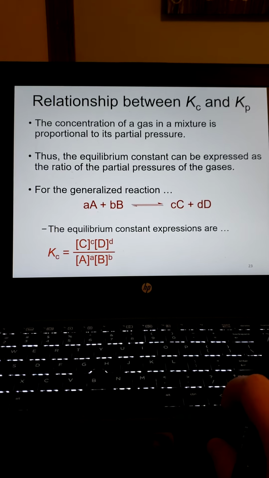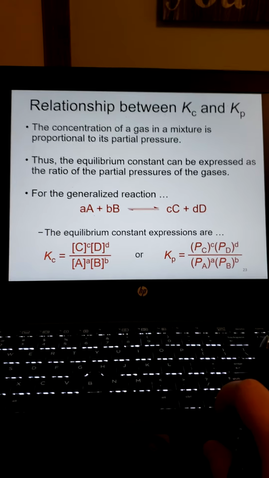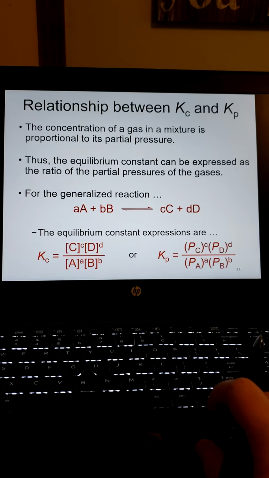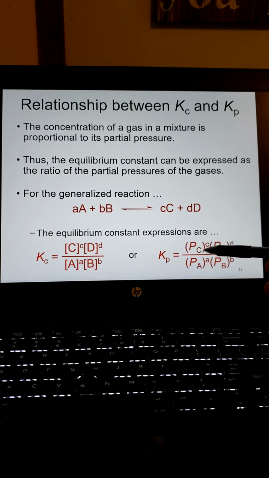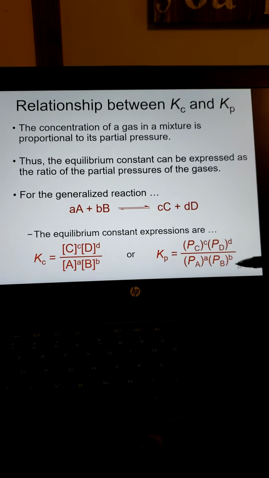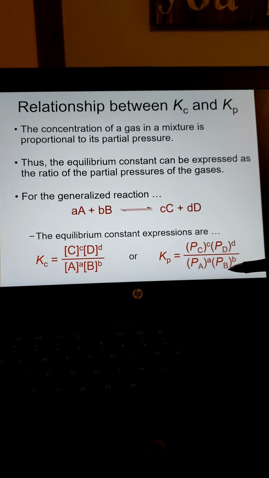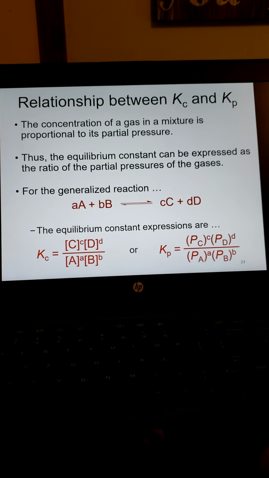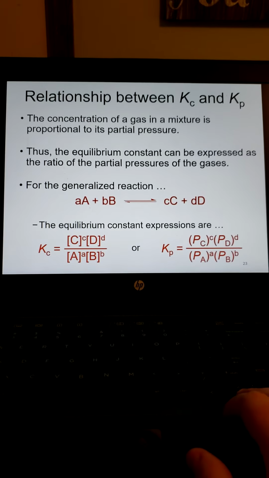And literally the only difference between KC and KP is the fact that KC is concentrations and KP is pressures. So we're not going to use brackets anymore. We're going to use kind of like the symbol for partial pressure. So the pressure for C raised to its coefficient, the pressure of D, the partial pressure of D raised to its coefficient, divided by the partial pressure of A raised to its, divided by the partial pressure of B raised to its coefficient. Okay? So it's just slightly written a different way, but when it all comes down to it, it's the same expression. Nothing has really changed.